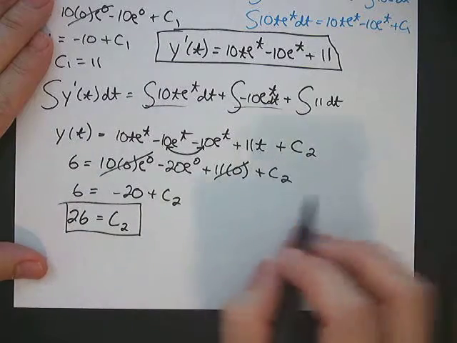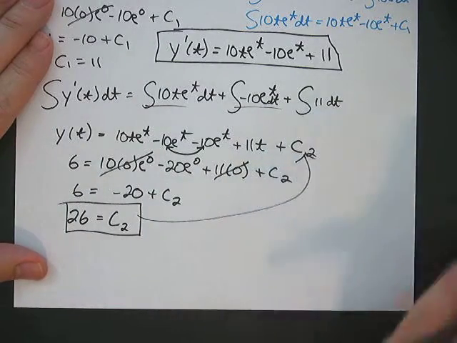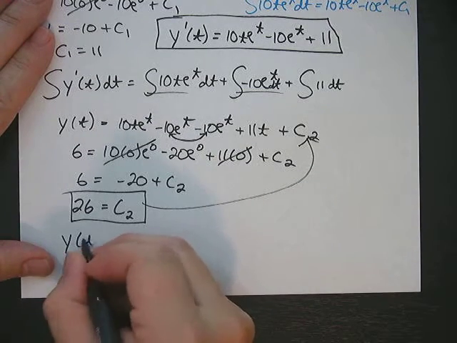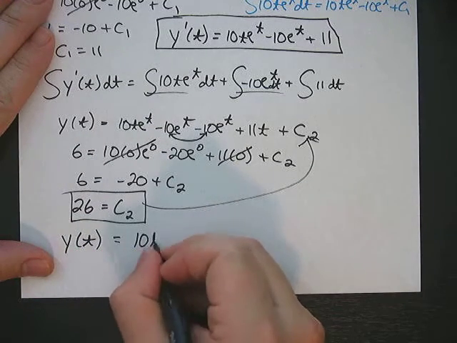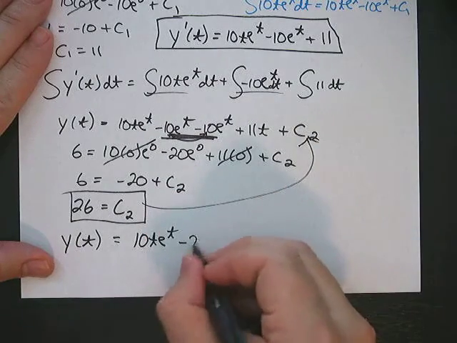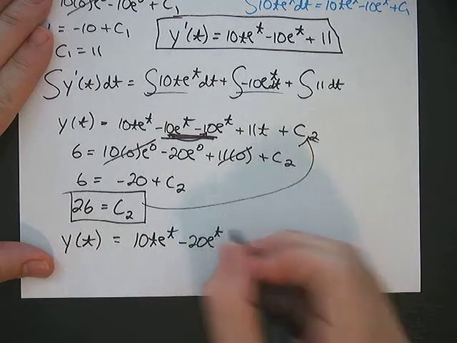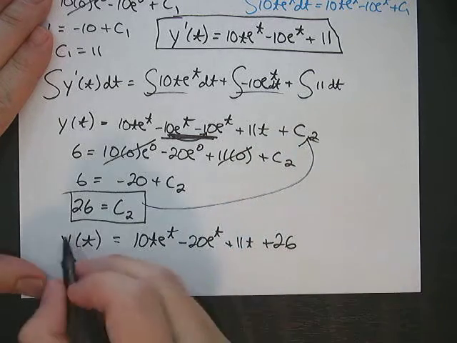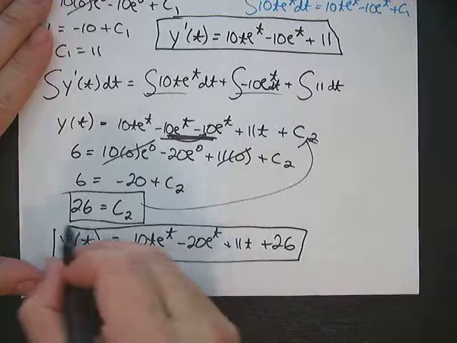Okay, that's important because we can now write that in place of this, and we get our final answer. y of t is equal to 10t e to the t. I'm going to combine these two together to make a negative 20 e to the t plus 11t plus 26. And that is it.